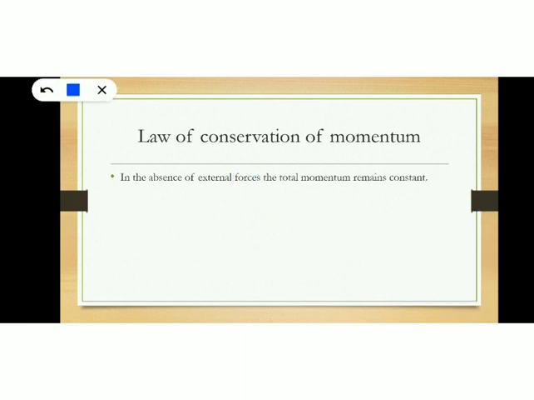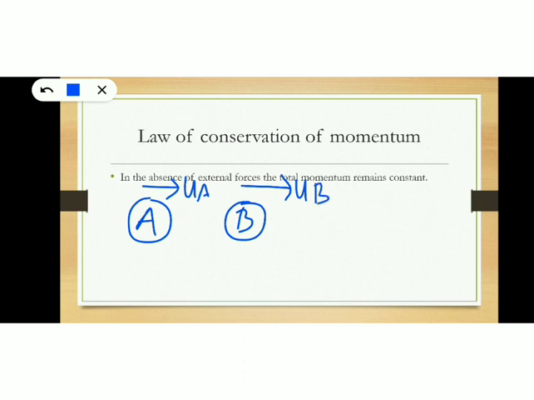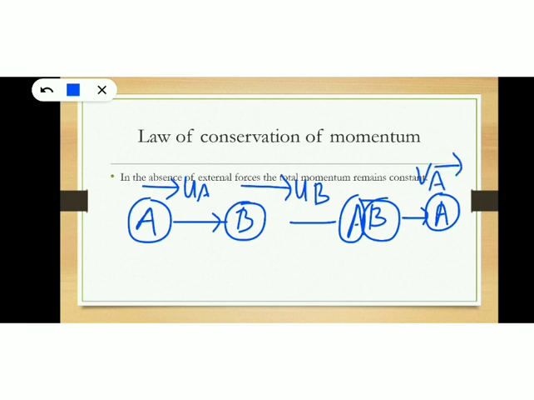Okay, see, if we consider one example, suppose two objects are there, A and B, and A is initially moving with a velocity UA and B is initially moving with a velocity UB, and A is moving faster than B. So after some time A will collide with B. So collision happens, A will collide with B, and after collision A and B move with different velocities. So let VA be the velocity of A and let VB be the velocity of B.